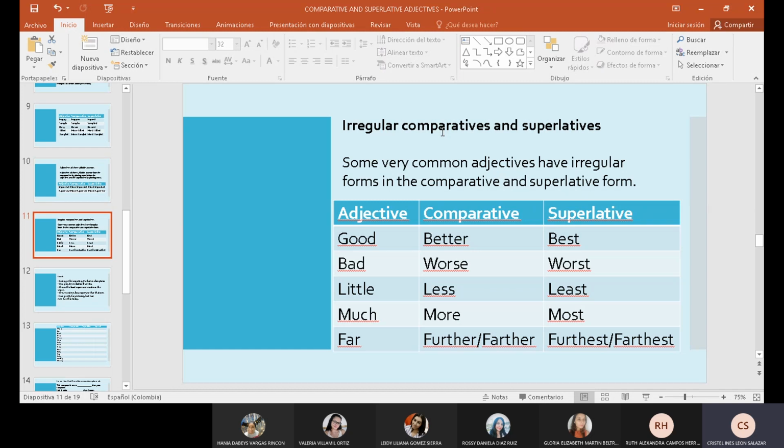Some very common adjectives have irregular forms in the comparative and superlative. Good, the comparative form is better and the superlative is best. Bad, worse, and the worst. Little, less, least. Much, more, most. Far, further or farther, furthest or farthest.